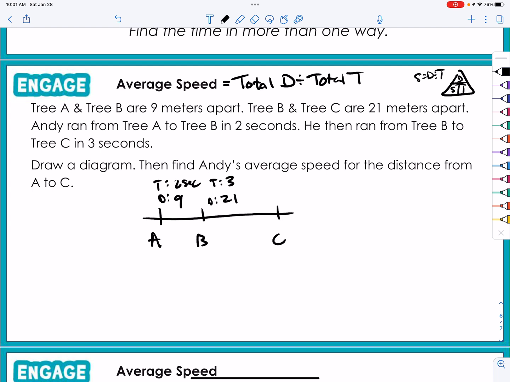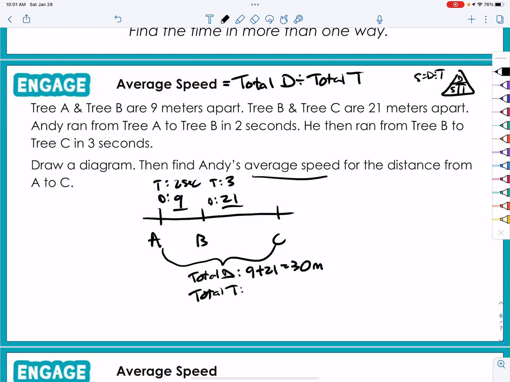So to calculate this average speed, we need to know what was his total distance and what was his total time. And so his total distance is going to be the 9 from A to B and the 21 from B to C, so 30 meters. And then his total time is, well, it was 2 seconds from A to B and 3 seconds from B to C, so his total time is 5 seconds.